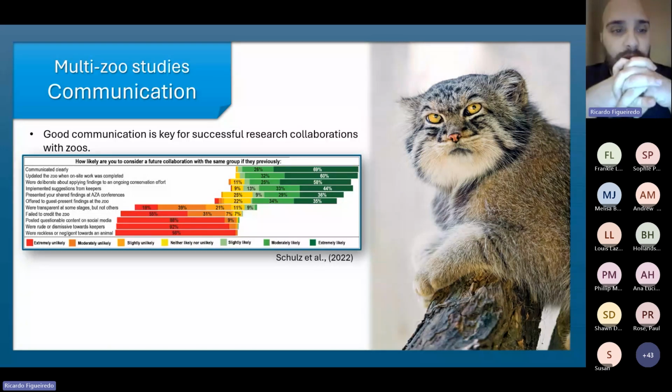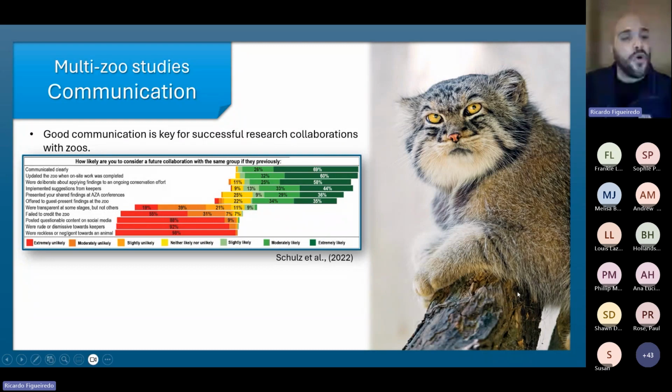that they've done research with, if they had done a number of things, we can see that, of course, when there was good communication, when the zoo was brought on board with the plan, when the zoo staff was allowed to participate in the process, provide suggestions, and see those suggestions implemented, they were more likely to want to consider a future collaboration with that same researcher.